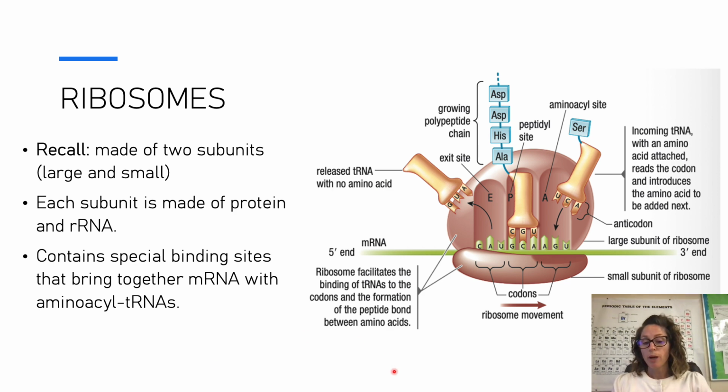Okay, we talked about ribosomes in our introductory lesson. So they're made of two subunits, the small and large subunits. This is the small subunit. This is our large subunit. Each subunit is made of protein and RNA. It contains specific binding sites that bring together mRNA with aminoacyl tRNAs. And we talked about those a little bit in the introductory lesson, and we're going to talk about each site in our next slide.